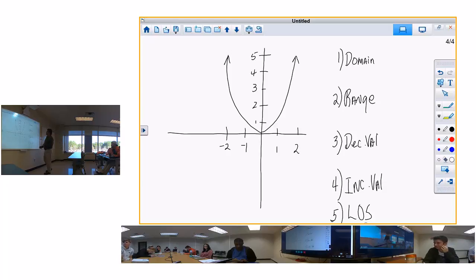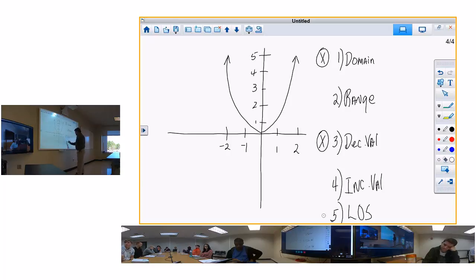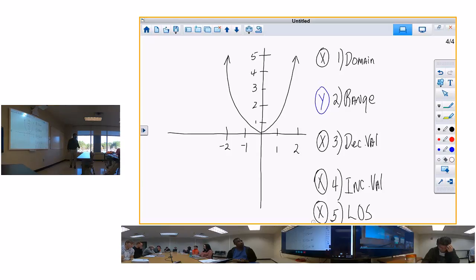So the domain, that's x values. This is x values. This is x values. And even this is x values. So where is the only y value? The range. So that will help you to know if you are doing the right numbers. Okay? I also want to tell people that when we're talking about decreasing values and increasing values, we're talking in terms of horizontal distance, which means along the x-axis. And I'll show you how to do that in just a minute. Now the domain is the x values that you can put into the function.